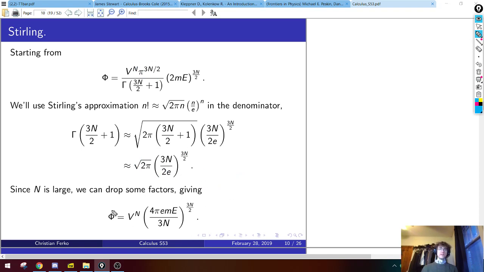Anyway, so if we do that, this is what we get after Stirling's approximation by just plugging in for this thing in the bottom and collecting like factors. Okay, and I remind you, this is not the volume we want. This is the volume of a ball, not a sphere. So this includes all the momenta up to E.